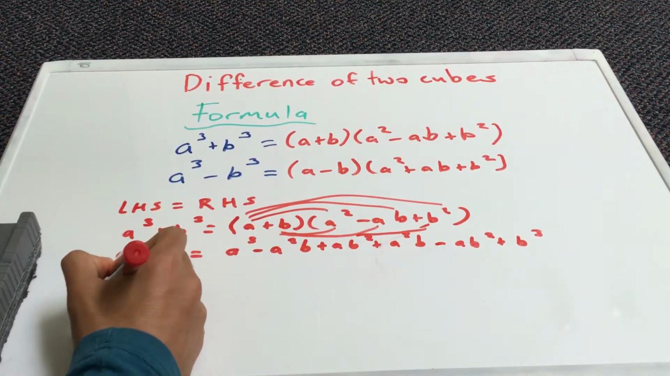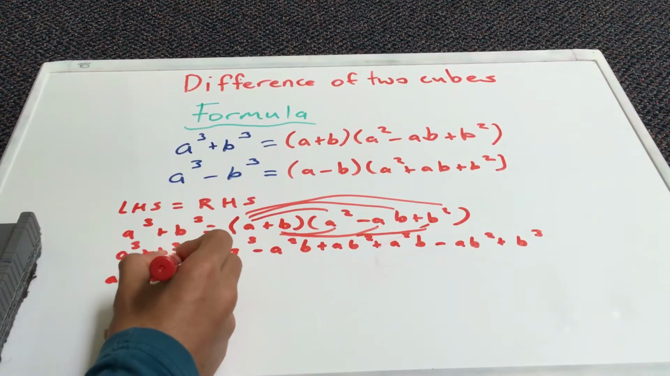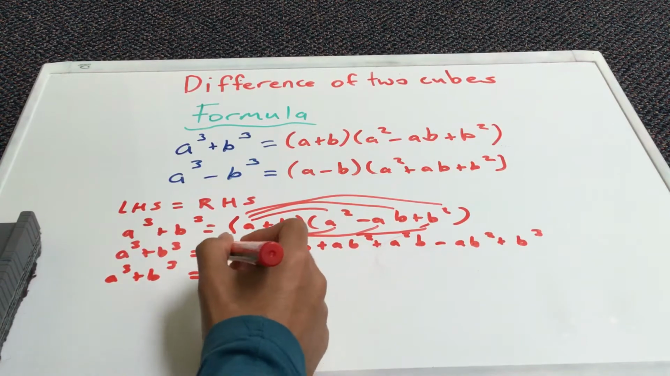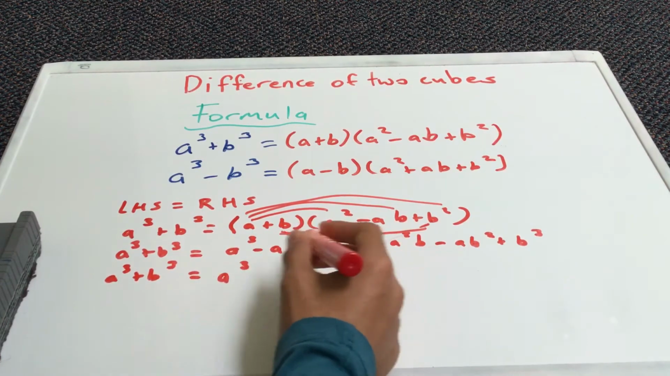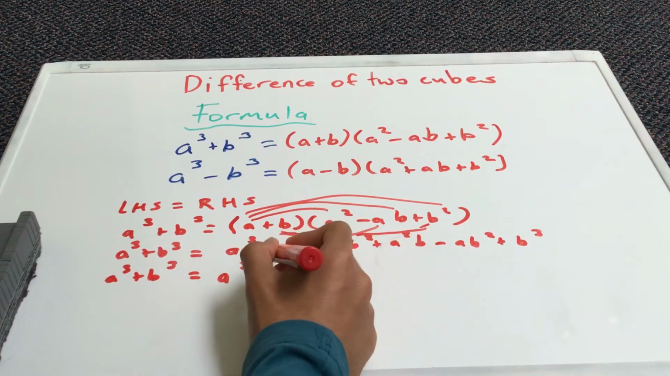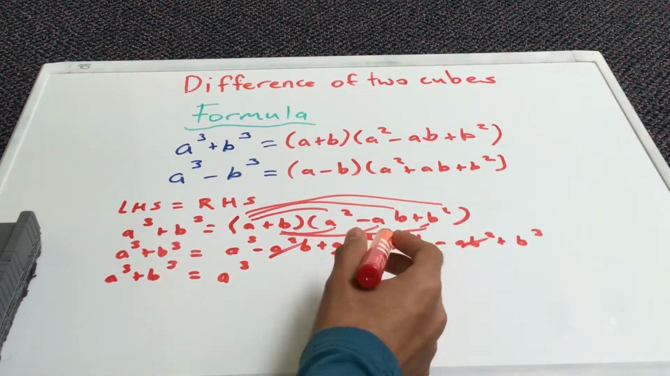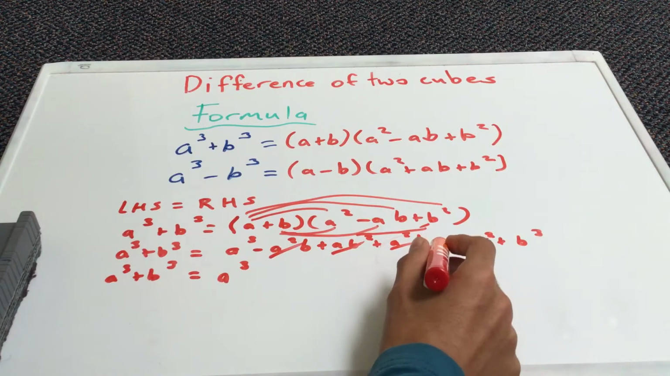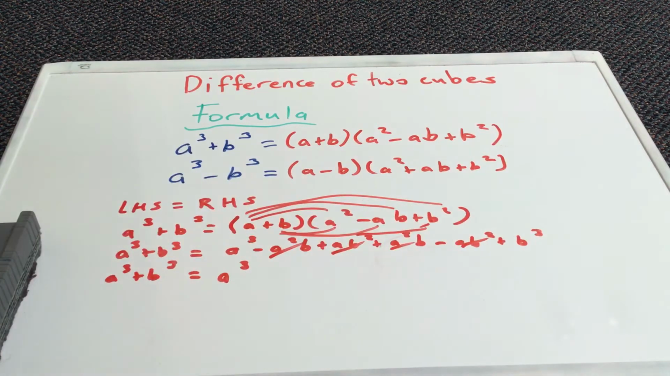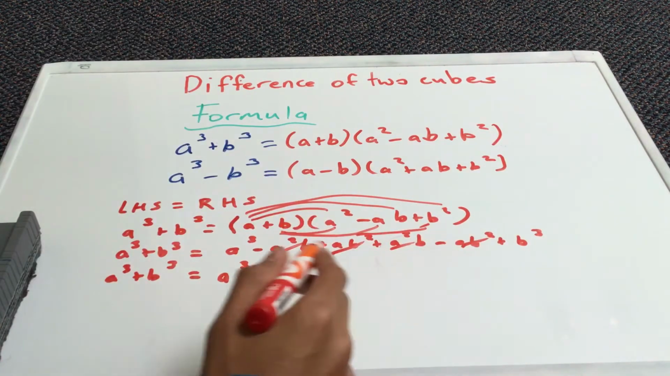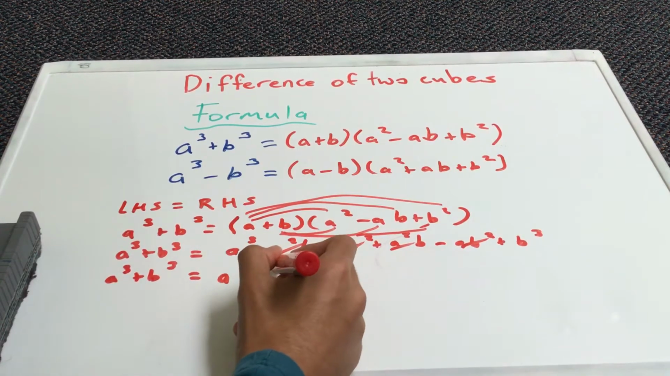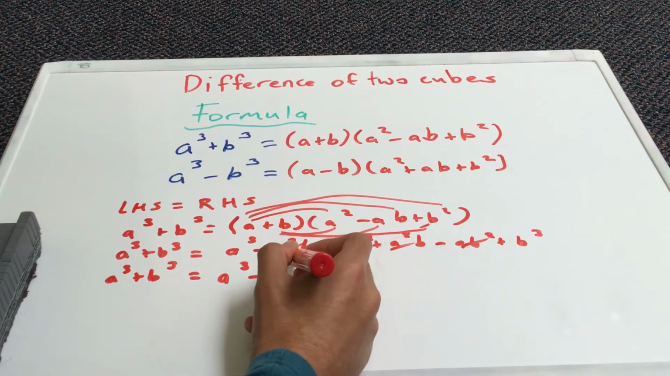So a cubed plus b cubed is equal to a cubed, this cancels out, so this part cancels out, and then this part cancels out, and we're left with a minus and a plus. Just watch out for this. Minus and a plus gives you a minus. So minus b cubed.